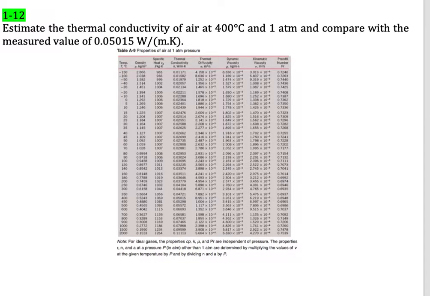So this is tutorial number 12. Estimate the thermal conductivity of air at 400 degrees Celsius and 180 m and compare with the measured value of 0.05015 watt per meter kelvin. So this is the properties of air at 180 m pressure here.